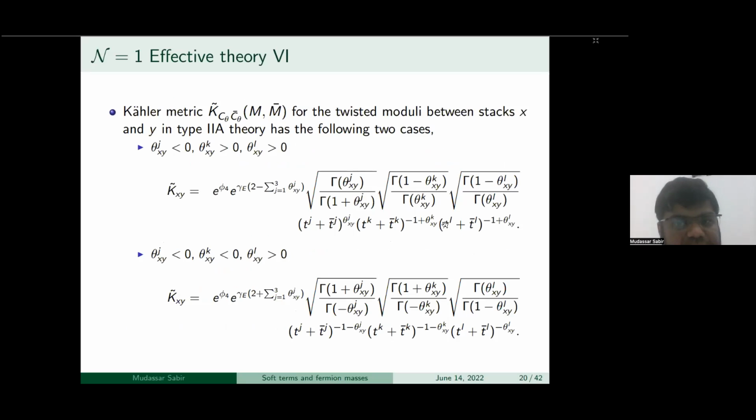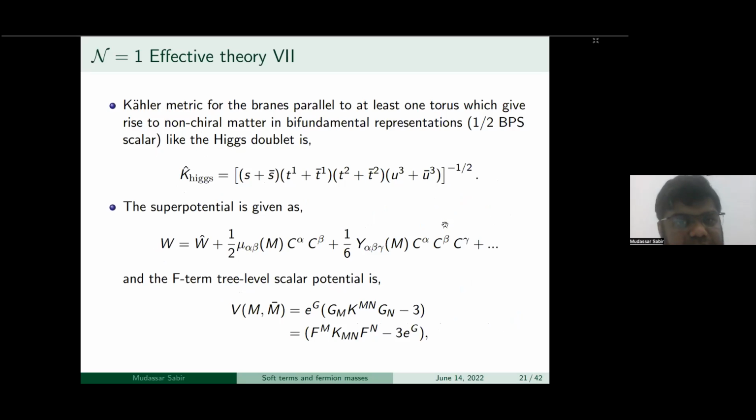The Kähler metric for the twisted moduli between the stacks X and Y in the type 2 theory has the following two cases. These have already been computed in the reference papers. So we have these two cases for different signs of the angles theta. The Kähler metric for the branes parallel to at least one torus, which gave rise to non-chiral matter in bifundamental representation, like the Higgs doublet, is given by the following equation, and the superpotential is given as follows.